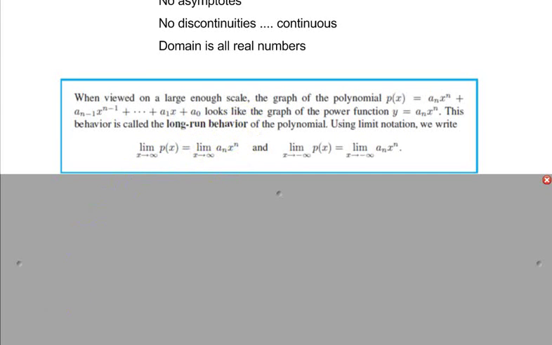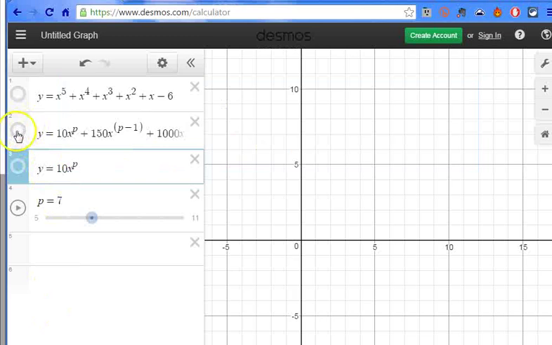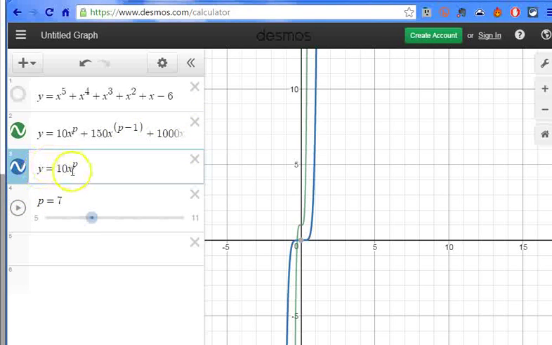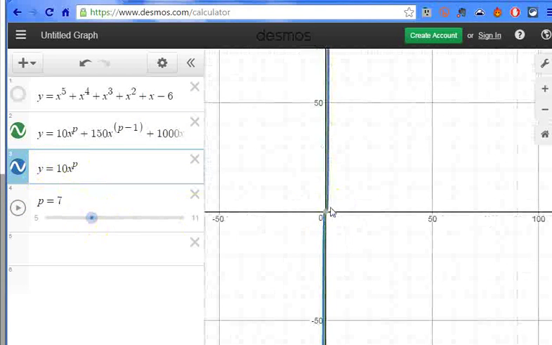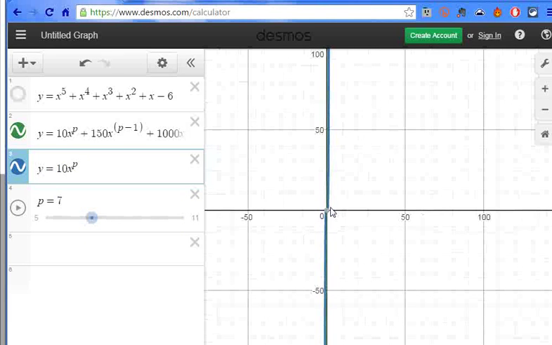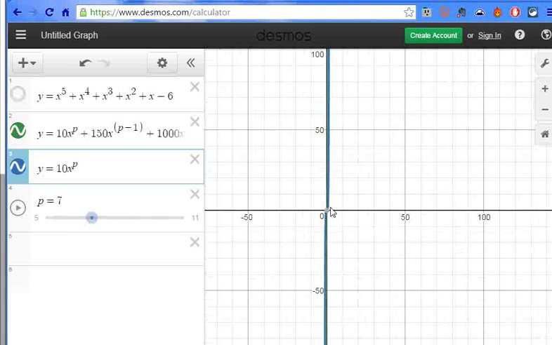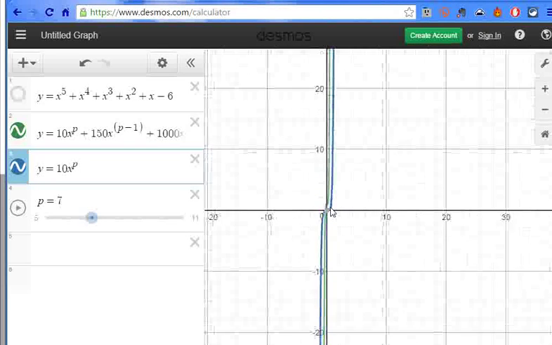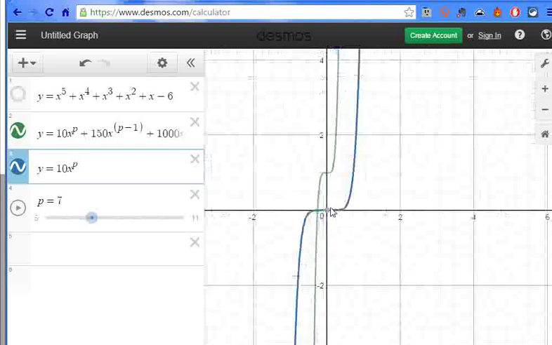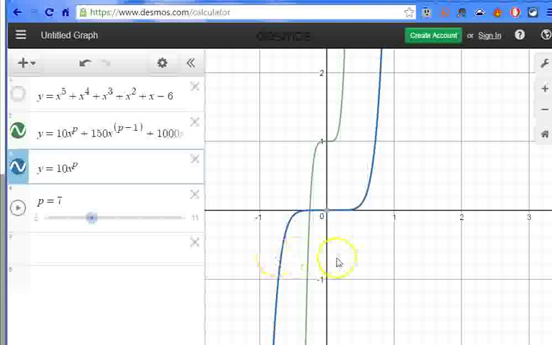Okay, what does that mean in the picture? Very quickly, here we have a polynomial 10 times x to the 7th plus 150x to the 6th, vice versa. And then here we have it compared to just 10 times x to the 7th. And as you can see, if you zoom out for very large x, those functions are indistinguishable because at the end they seem to both be going to infinity. But if we zoom in, we can see that they're very different at the lower level.